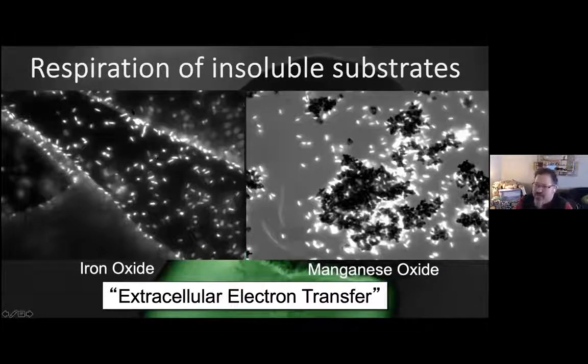And so these are just some images of a fluorescently labeled Shewanella. So you can see these little fluorescent cells here, using iron oxide as a terminal electron acceptor, and manganese oxide as a terminal electron acceptor. So this was the first kind of respiration described where the substrate was not coming into the cell, but rather the electrons were being brought to the substrate outside of that cell. And it had gone through various different terminology in terms of how to describe it, but I think in the last maybe 10 years or so, maybe 15 years, we really settled on this process called extracellular electron transfer, which in this case, we're talking about electrons from inside of the cell going out.